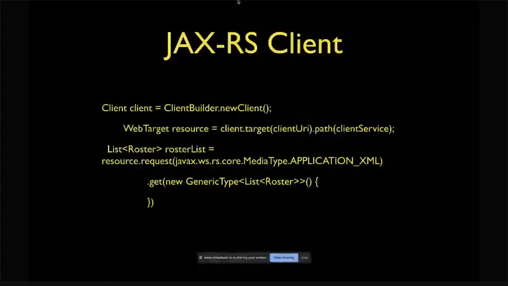And so you would create the client based upon a URI to a RESTful web service, and then you would just make a call by calling upon the request and passing the media type of XML, since we want to retrieve XML. And then in this case, we're going to be retrieving a list of entity classes which go by the name of roster. So that's why you see we are retrieving a list of roster.